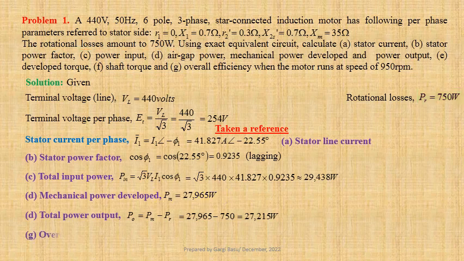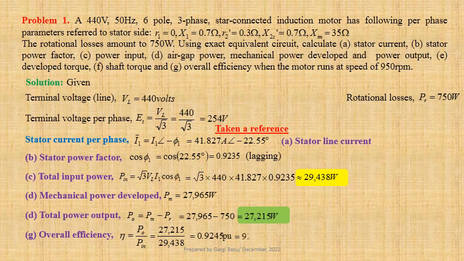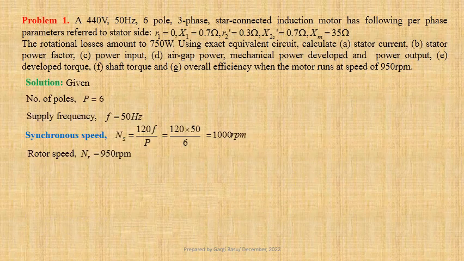Expression for overall efficiency of this motor, eta equals PO divided by Pin. Using values we get 27,215 divided by 29,438, that is equal to 0.9245 per unit or 92.45%. Expression for developed torque TD equals PG divided by 2 pi into ns by 60.